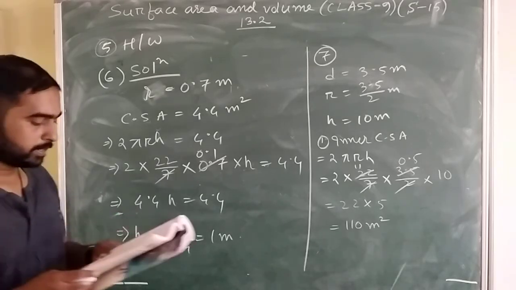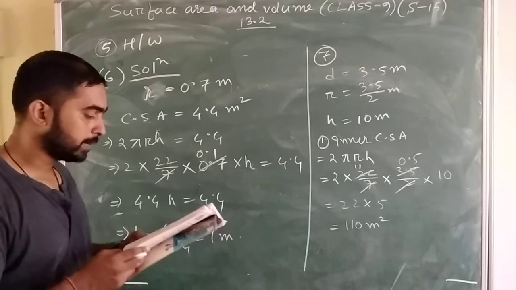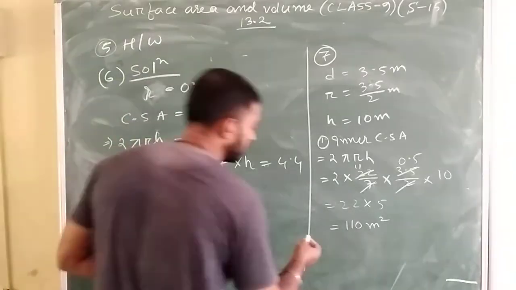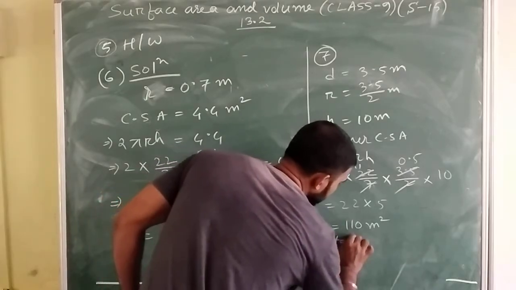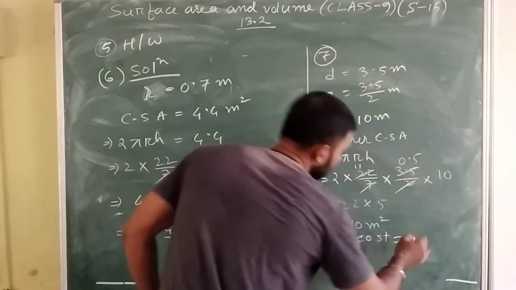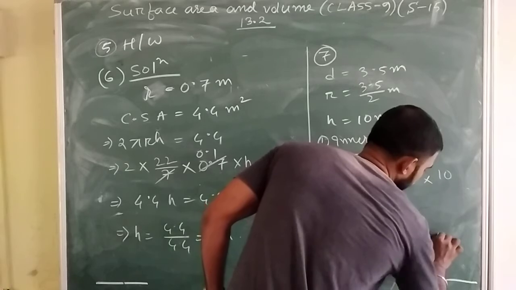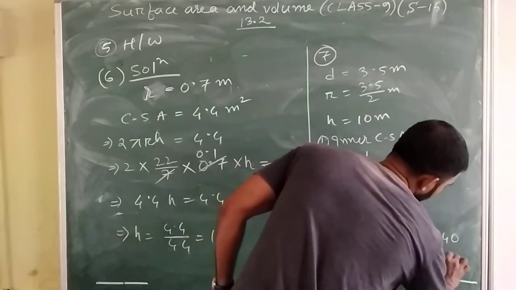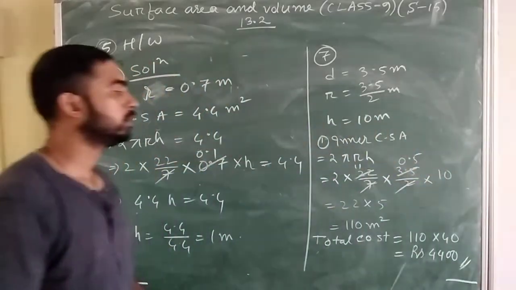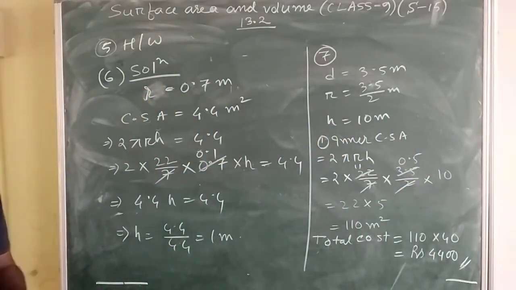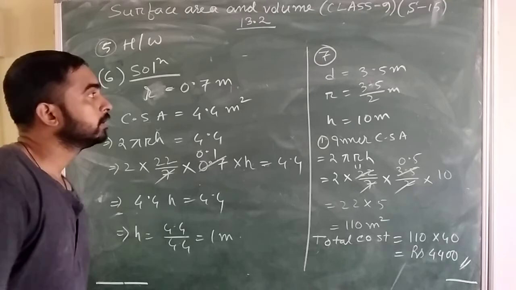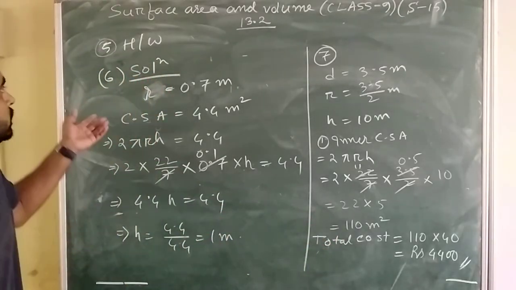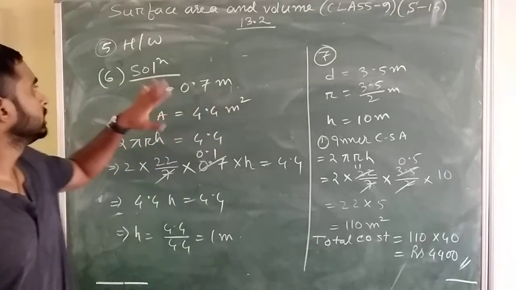So 110 square meter is the inner curved surface area. Now what is the second part? The cost of plastering the curved surface at the rate of 40 per square meter. So total cost equals 110 area and cost per square meter 40. So rupees 4,400 is the total cost of plastering this portion. Got it? So here we have done question number 7.